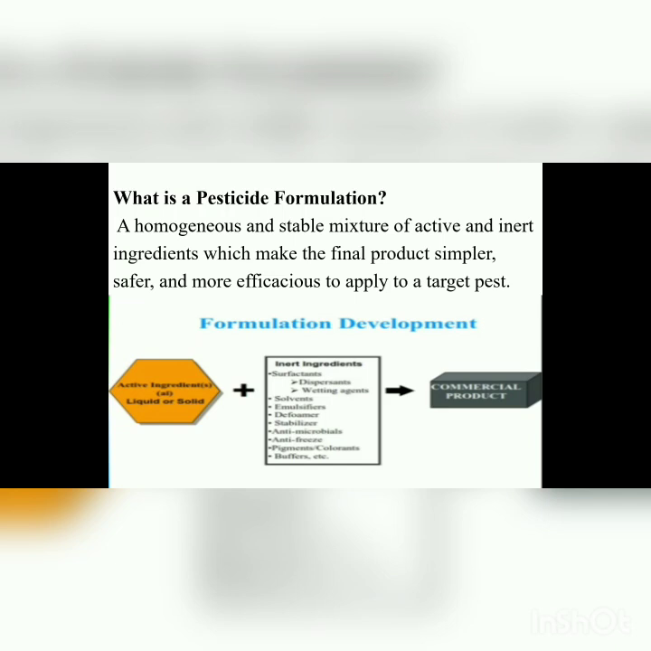Then the picture shows us the mixing of active ingredients and inert ingredients like surfactants, solvents, emulsifiers, defoamer, stabilizer, antimicrobials, antifreeze, pigments or colorants, buffers, etc., which will make a commercial product.